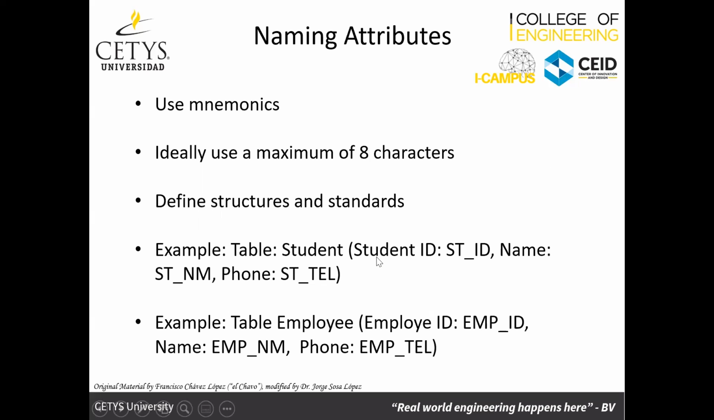Okay. Now, when we're naming attributes or fields, these are just some guidelines. And when I say guidelines, I mean these aren't rules. These are guidelines for you to follow. Why are these guidelines? Just to try to make the database structure congruent and homogeneous.